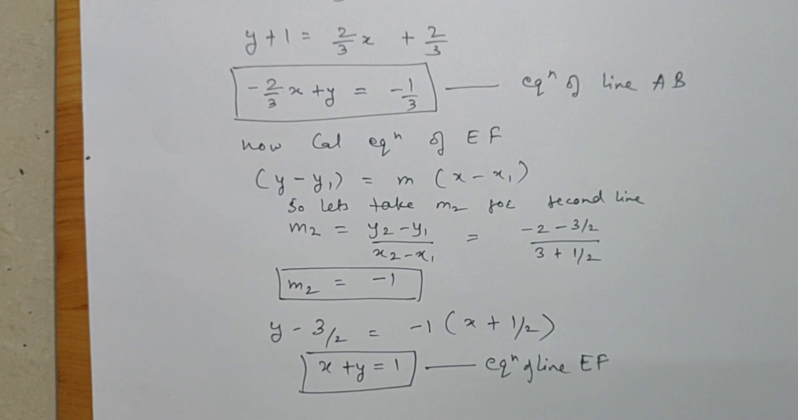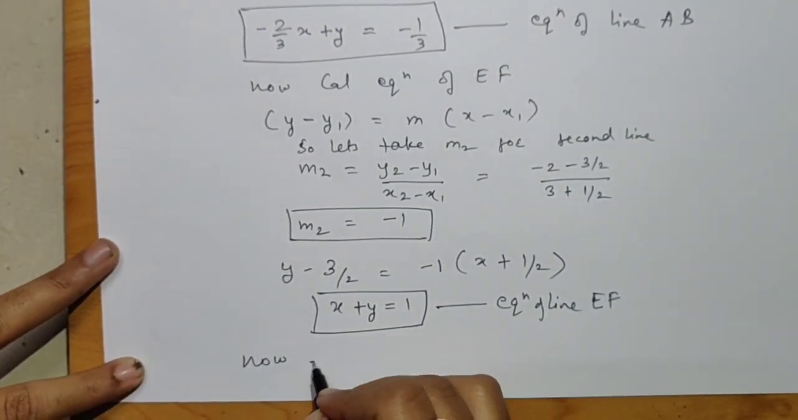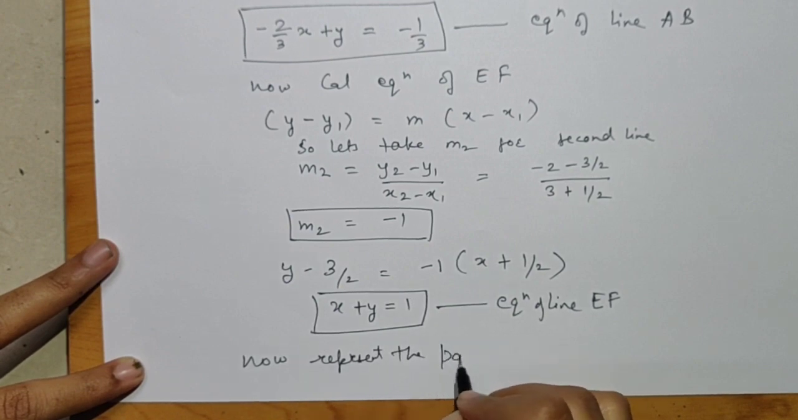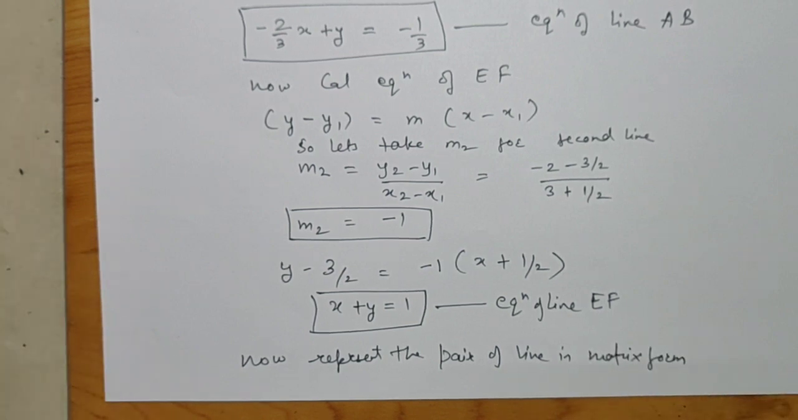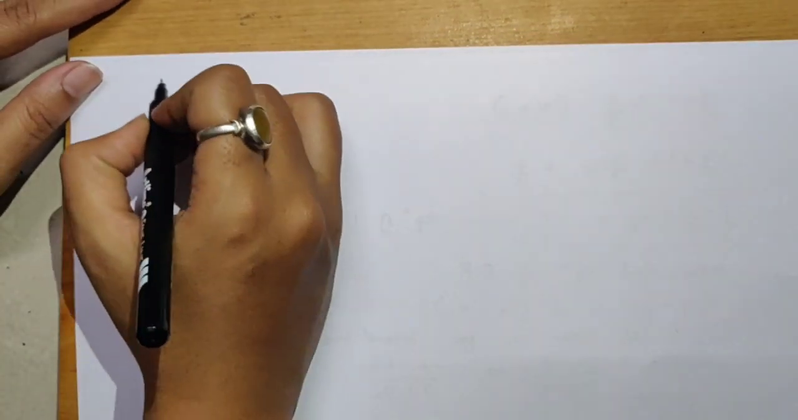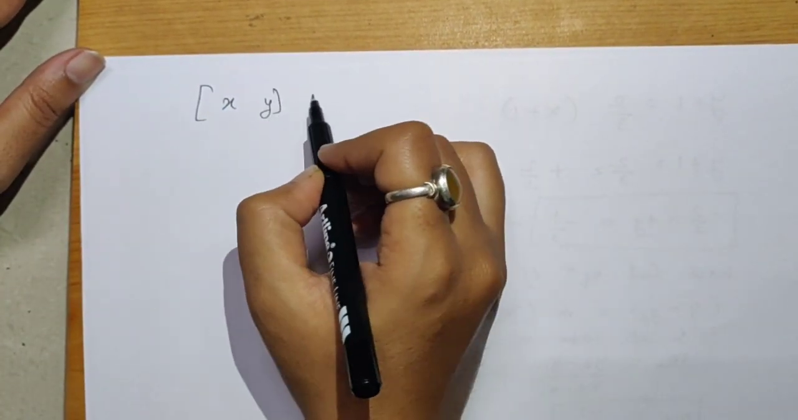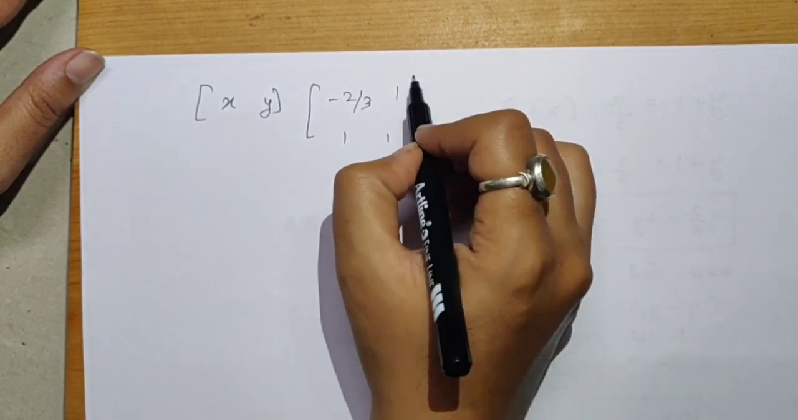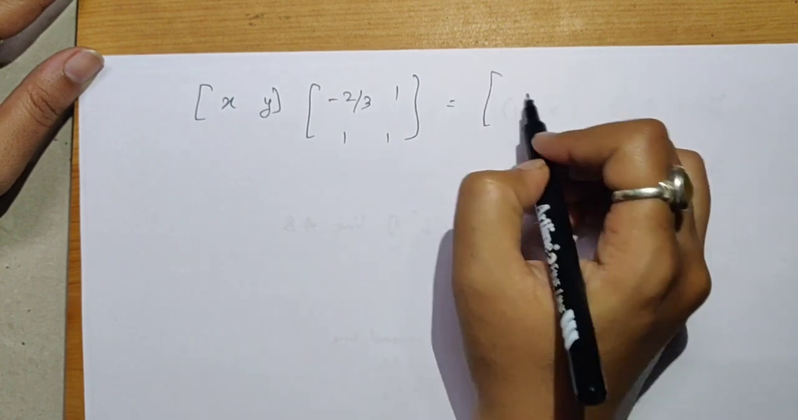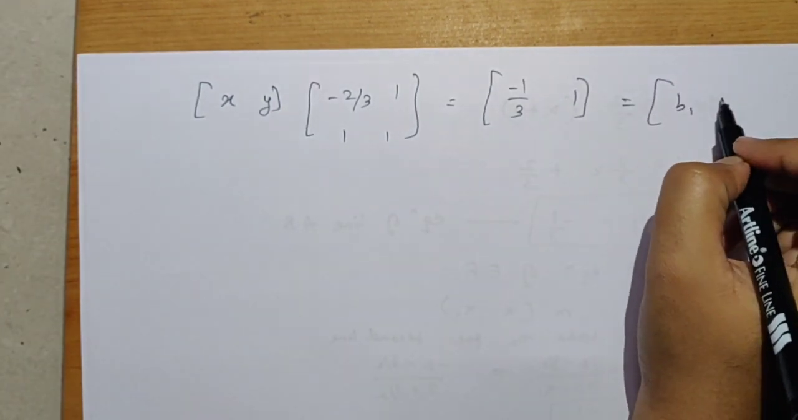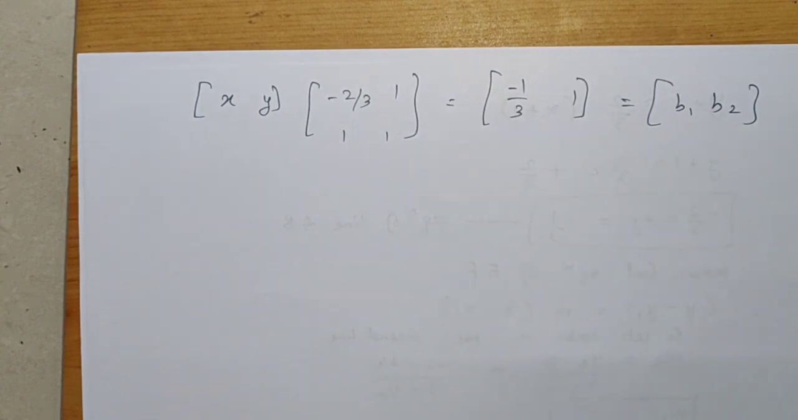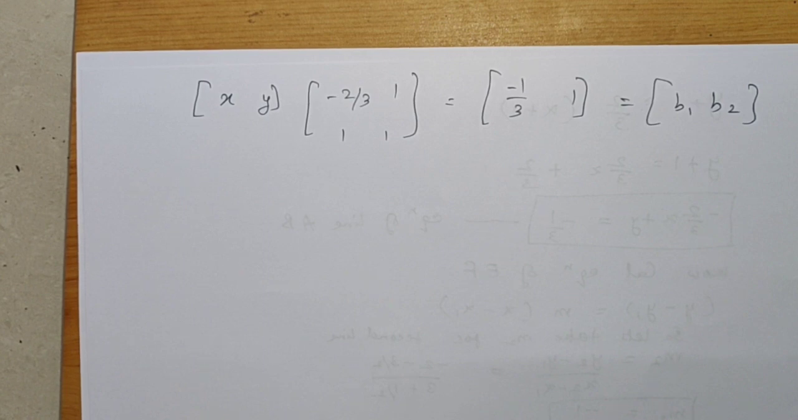Now let's represent this pair of lines in matrix form. How will we write these equations in matrix form? Let's take x and y. We are writing it in matrix form. It will be minus 1 by 3 and 1, that is equal to b1 and b2. Now xi and yi is b into the m inverse. So we need to calculate the matrix inverse.